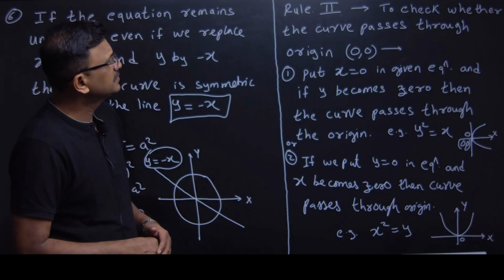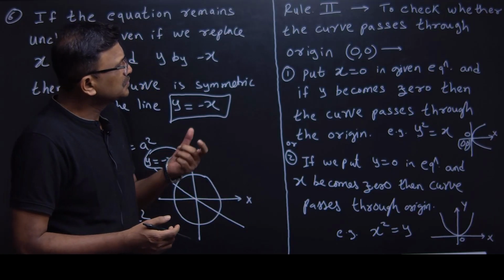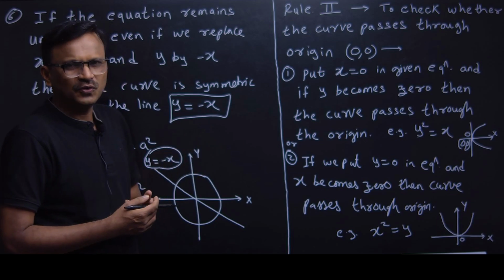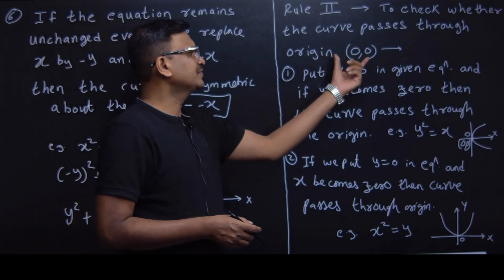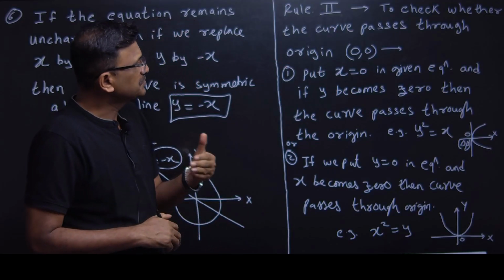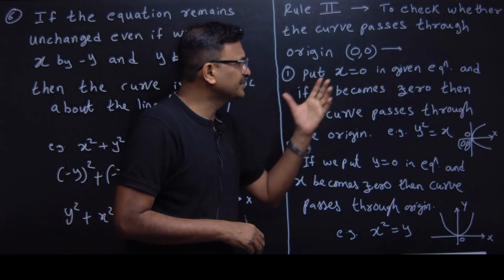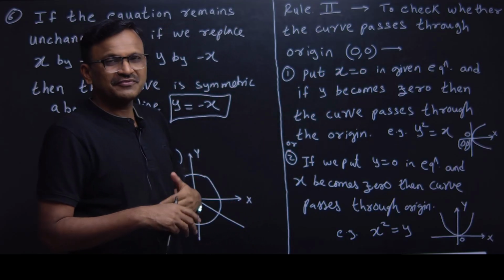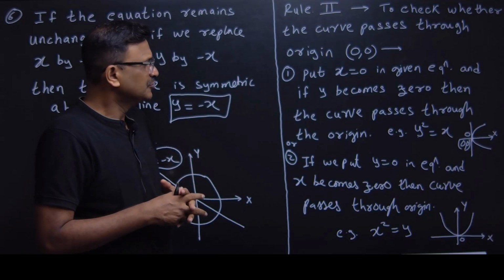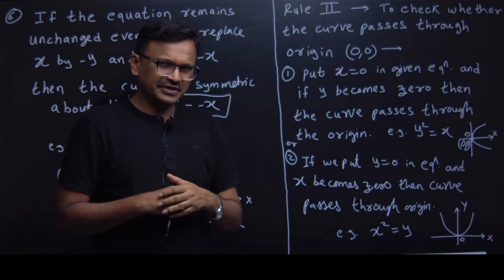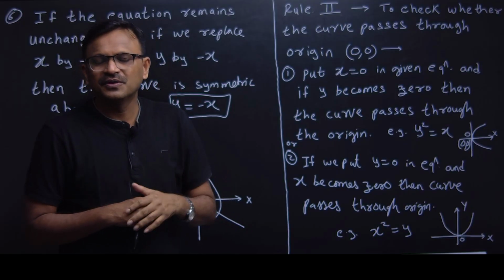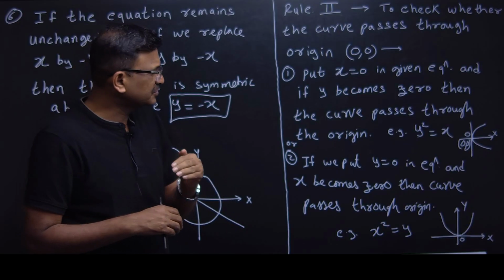Now the next rule is to check whether the curve passes through the origin. We know that the x and y coordinates of the origin are 0. Now, to check whether the curve passes through the origin, the first thing we can do is put x is 0 in the given equation and check whether y becomes 0 at the same time. So if you put x is 0 in the given equation and y also becomes 0, then we can see that the curve passes through the origin.